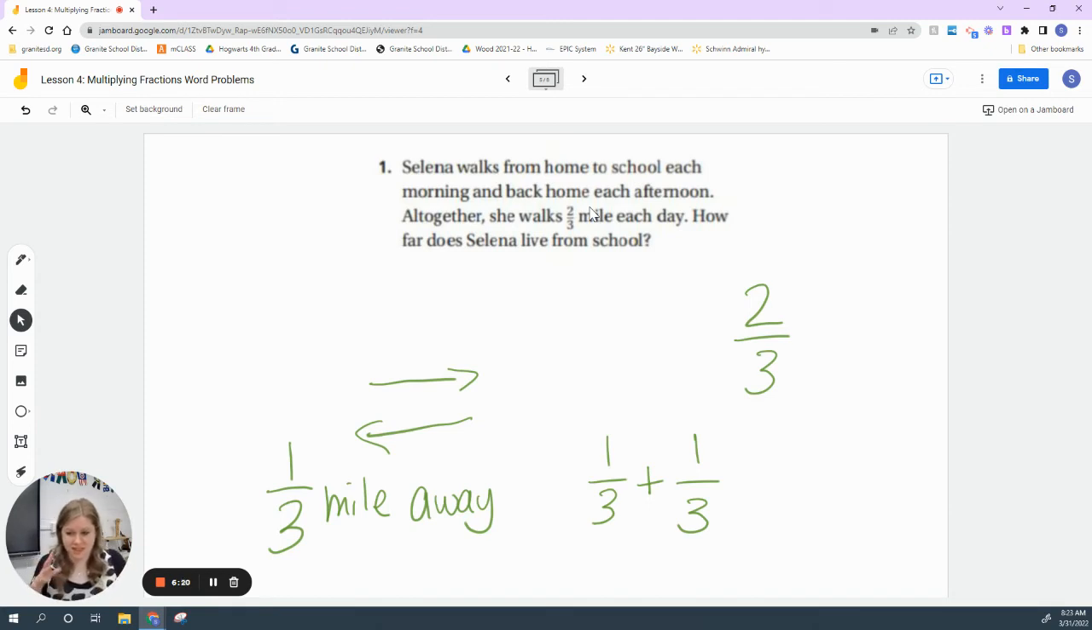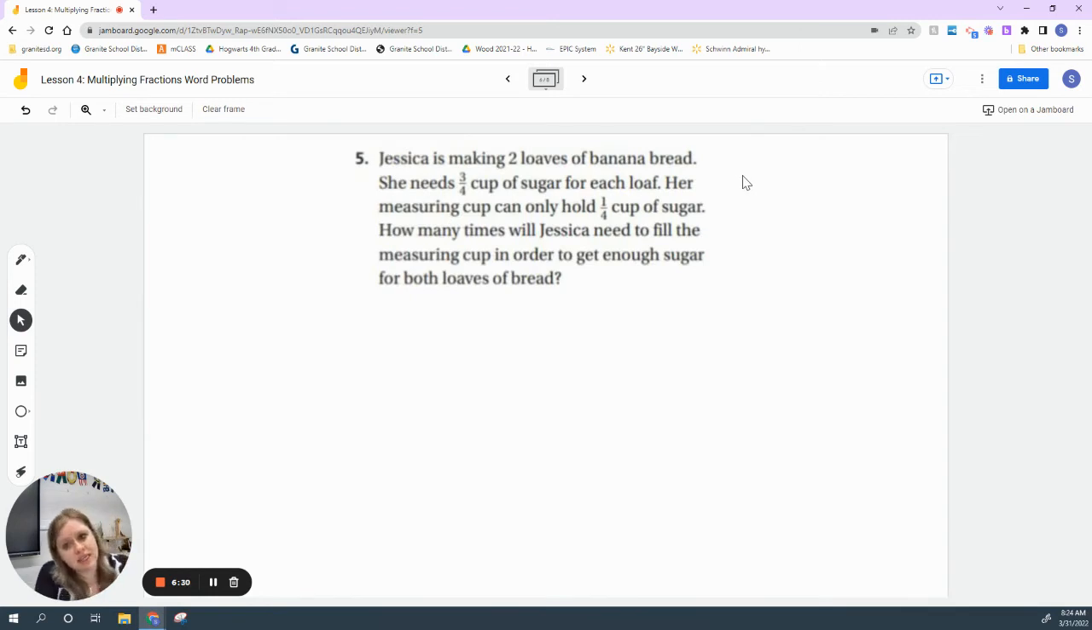I hope this is starting to kind of click and make a little sense. Just make sure that you're reading the questions. Okay, next one. Jessica is making 2 loaves of banana bread. She needs 3/4 cup of sugar for each loaf. Her measuring cup only holds 1/4 cup of sugar. How many times will Jessica need to fill the measuring cup in order to get enough sugar for both loaves?